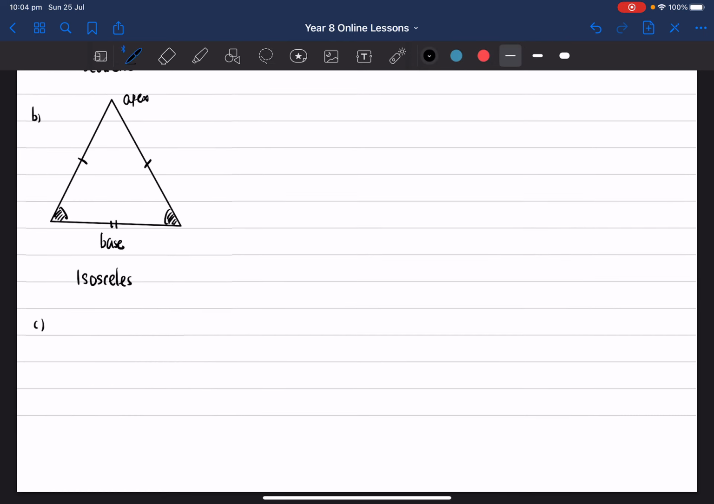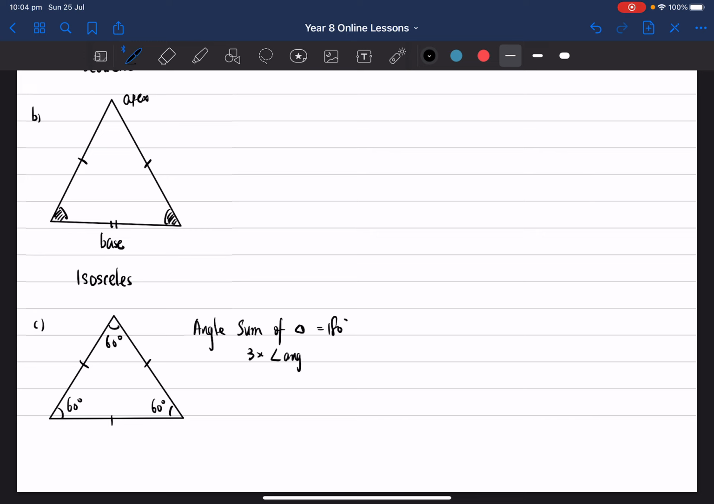The next one is when all three sides are equal to each other. In that case, we have something called equilateral triangles. The angles inside are also equal to each other, and they all equal 60 degrees. The reason is that the angle sum of a triangle is 180 degrees, and I've got three equal angles, so 3 times the angle is equal to 180, therefore each angle is equal to 60 degrees. We call that triangle the equilateral triangle.